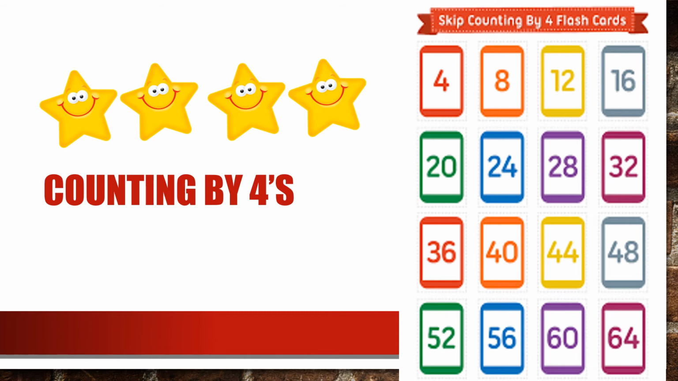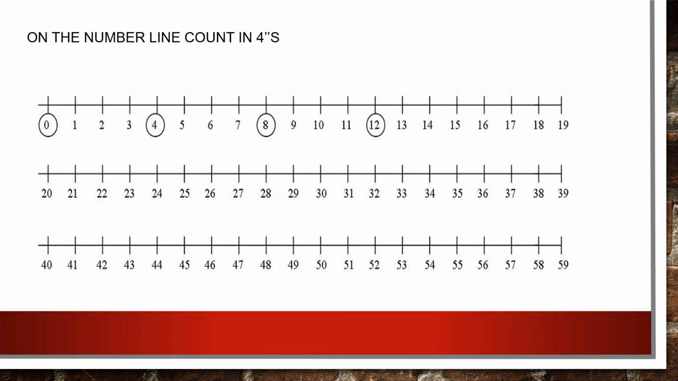Count the 4 blocks. Every fourth block will be the number of counting in 4's. See now, from 0. Now, 1, 2, 3, 4. 4 I circled. Now what would be the next number? See, 1, 2, 3, 4. 8 is the next number now. 1, 2, 3, 4. 12 is the next number. 1, 2, 3, 4. 16 is the next number.